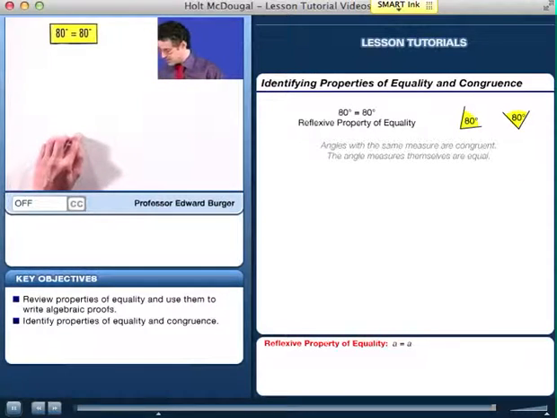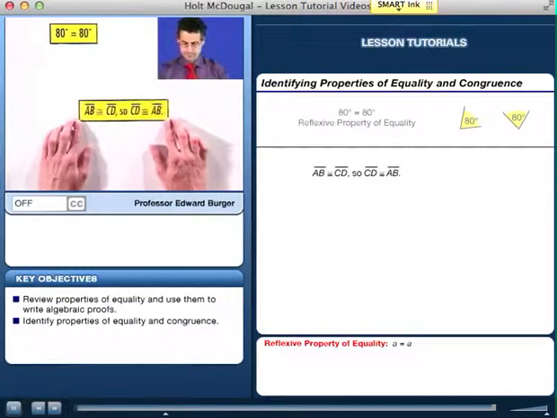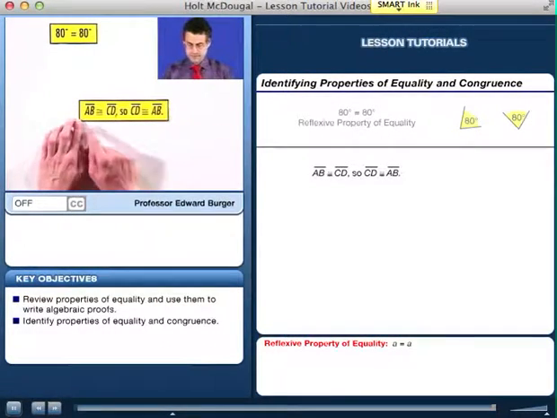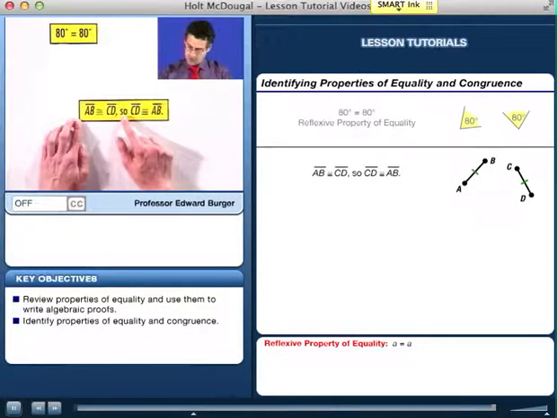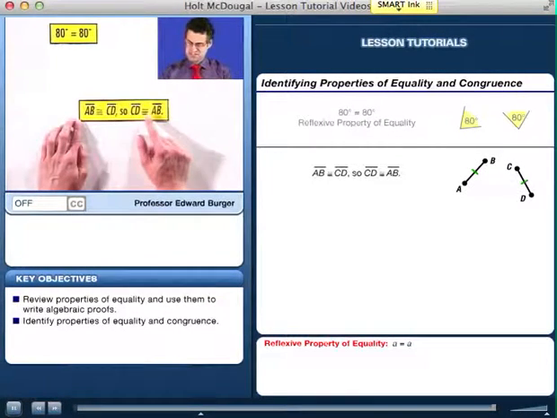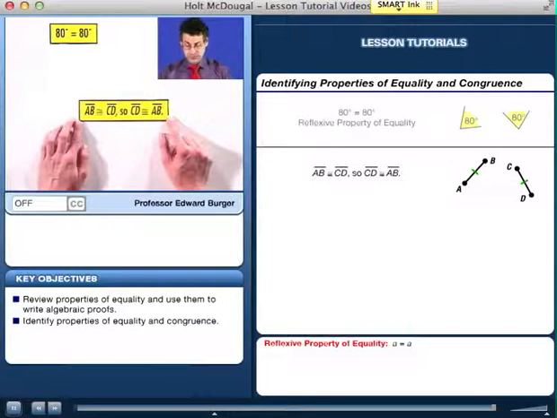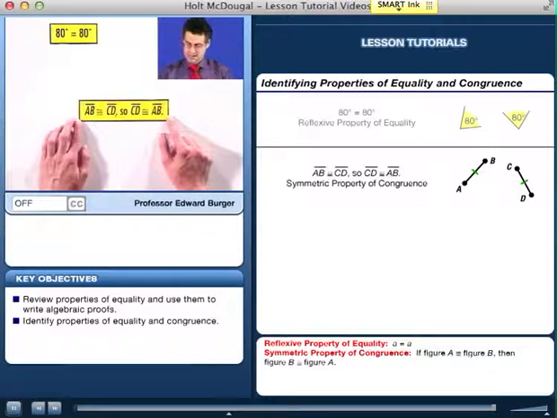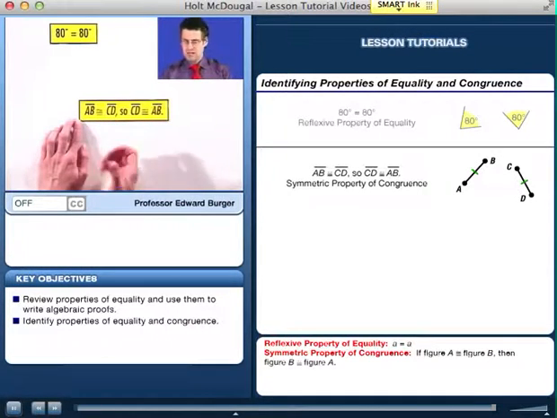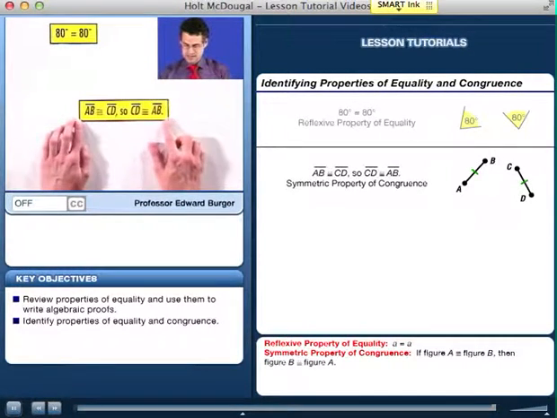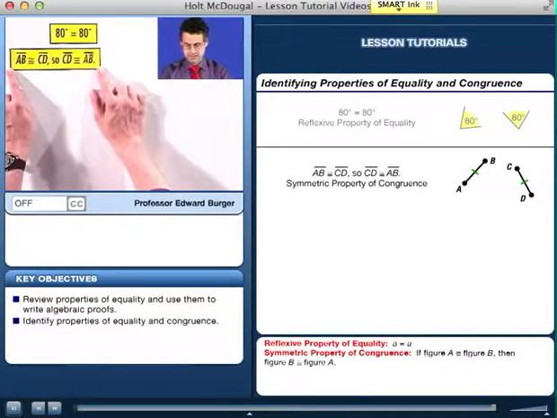How about another statement? The segment AB is congruent to the segment CD, so the segment CD is congruent to the segment AB. Why is that true? Well, that's just an example of the symmetric property of congruence. That if A is congruent to B, then B is congruent to A. Symmetric property of congruence. Terrific.